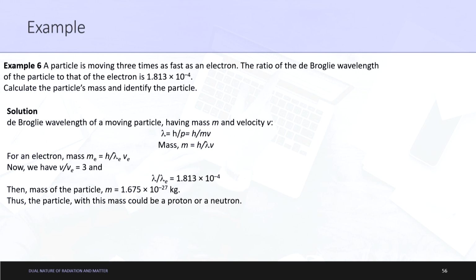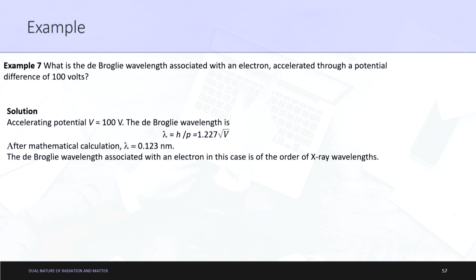The next question was again based on de Broglie wavelength only, but this time you just need to compare the results, as it was already given that one thing is 3 times faster than another. So basically you need to calculate the mass of the particle, and I also explained that this is one of the methods by which you can identify the particle, whether it is a proton, a neutron, or let us say the discovery of another particle, etc.